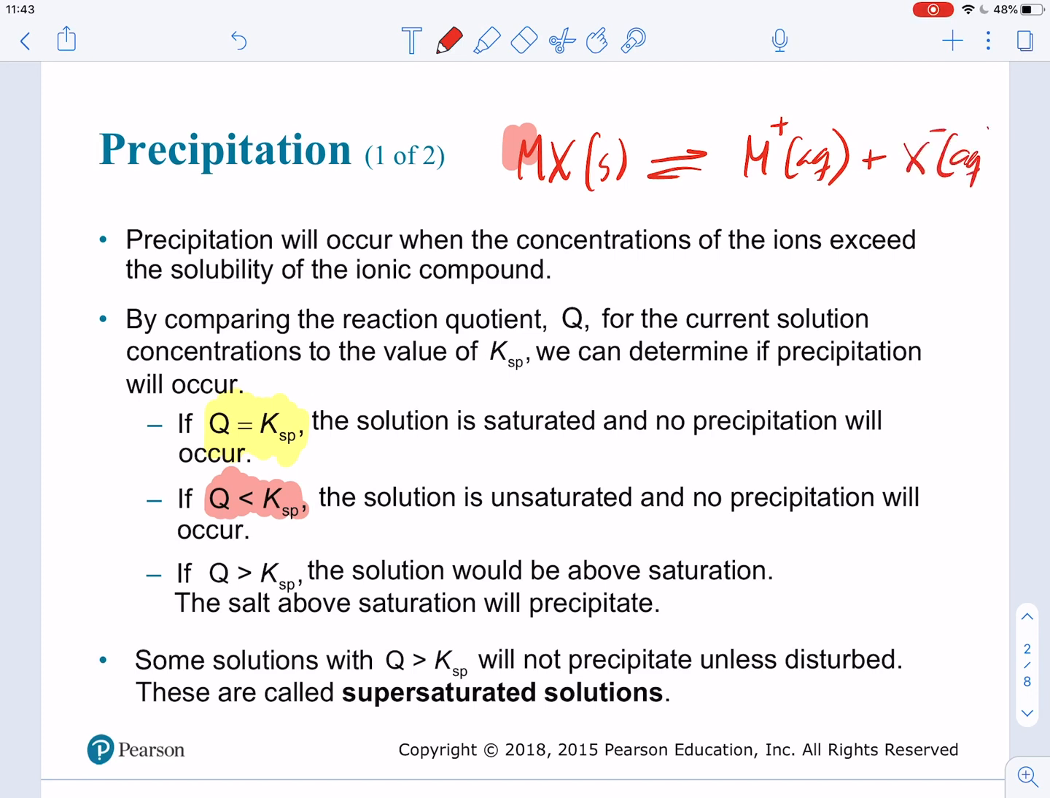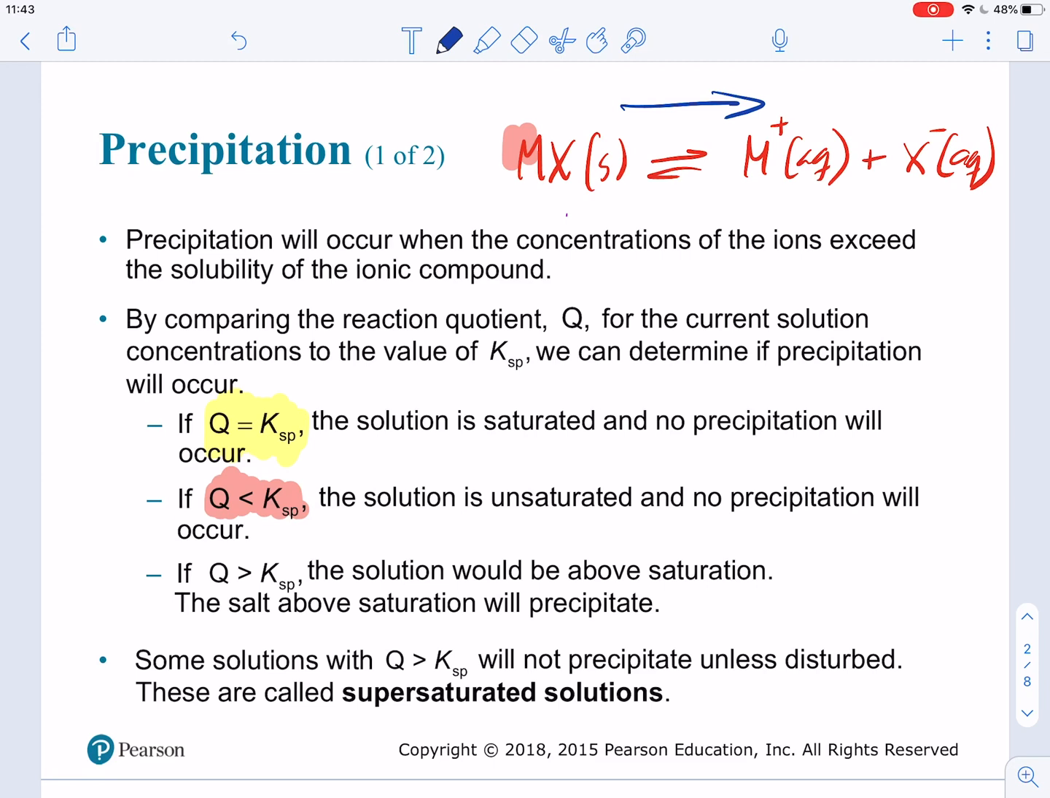If Q is smaller than KSP, which is the normal concept that we were associating with that, well, the products are smaller than they are supposed to be, so the equilibrium shifts towards the production of more products, right? So the equilibrium will shift in that direction, and in that direction you are dissolving more of the solid, so that means there is no precipitation. In fact, if you add more of the solid, it will dissolve because the concentrations are smaller than they are supposed to be according to the solubility equilibrium.